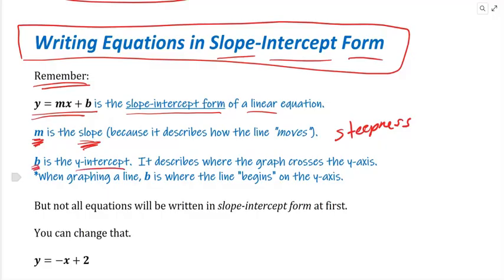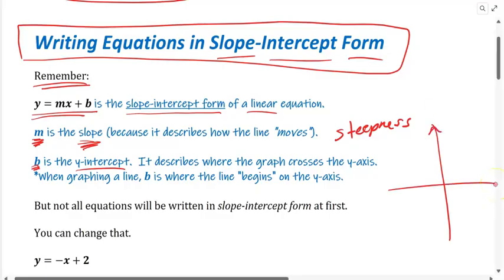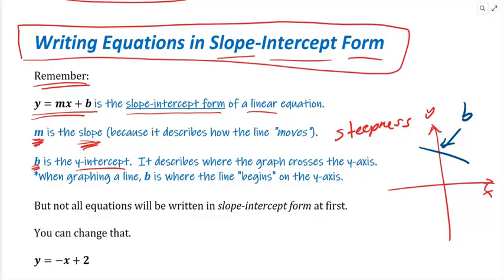The b describes where the graph crosses the y-axis. Remember, when you're looking at a graph, the up-down is the y-axis. This one is the x-axis. So where your line crosses the y-axis, that is your b. And it could be positive, could be negative. Your slope can be positive, can also be negative.